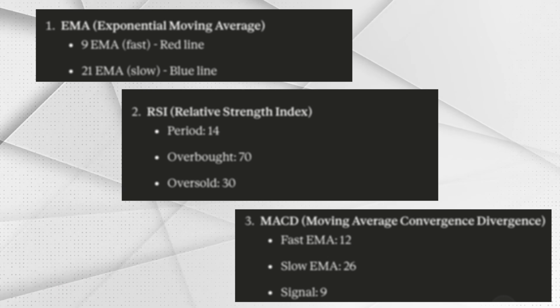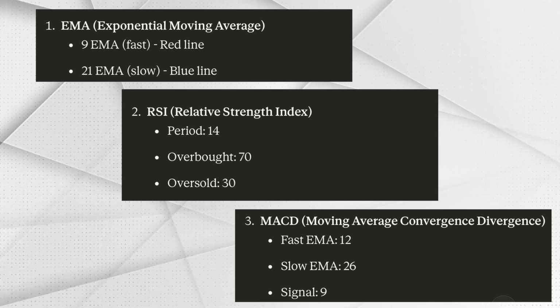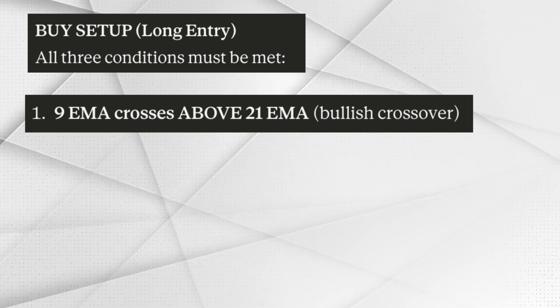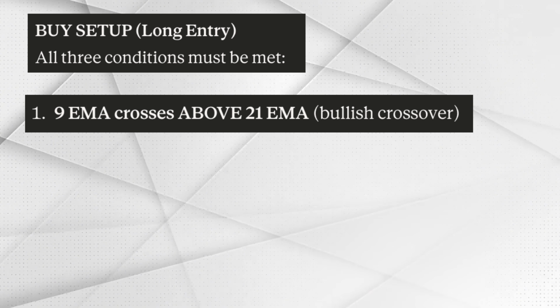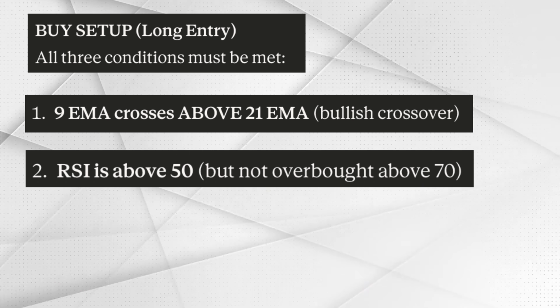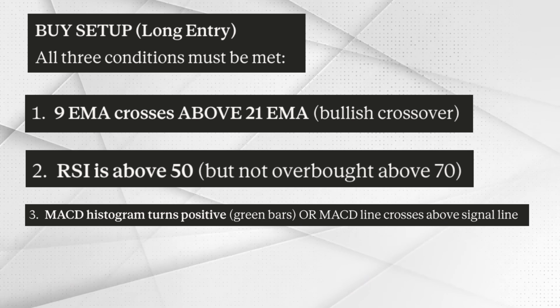Claude kept it simple. We're using 3 indicators: the 9 EMA and 21 EMA to see the trend, the RSI 14 to confirm momentum, and the MACD to help filter out the fake signals. For a buy setup, you're looking for the 9 EMA to cross above the 21 EMA, and that's our bullish trend. The RSI needs to be above 50 but not over 70, and the MACD should be positive, or the MACD line crosses above the signal line.